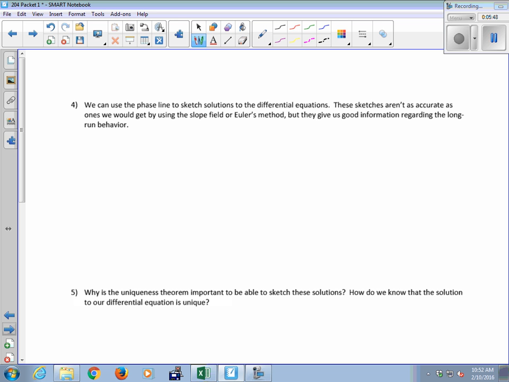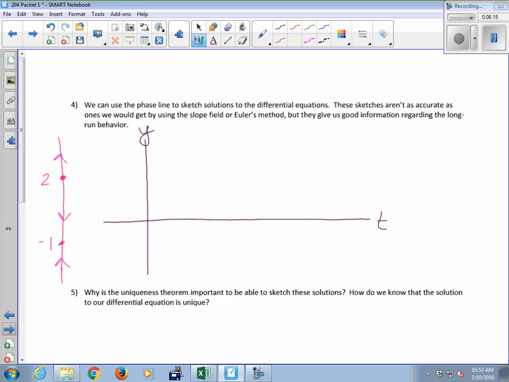So I'm going to re-sketch my phase line over here. 2, -1, up, down, up. And then I'm going to use all that information to draw a solution y of t. So my solutions are in the ty plane, right? A solution to a differential equation is a function y. And I can use this information to sketch it.